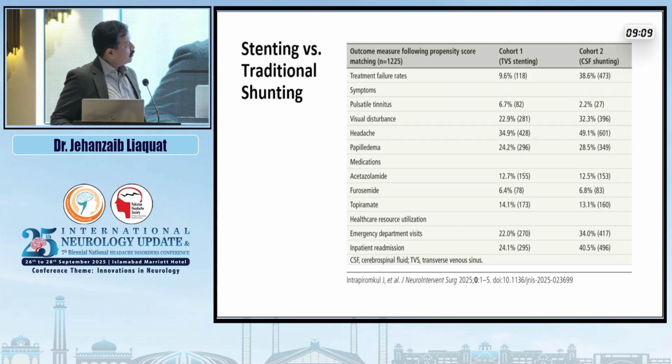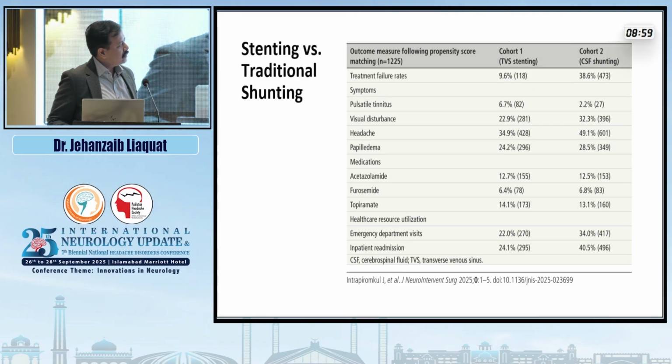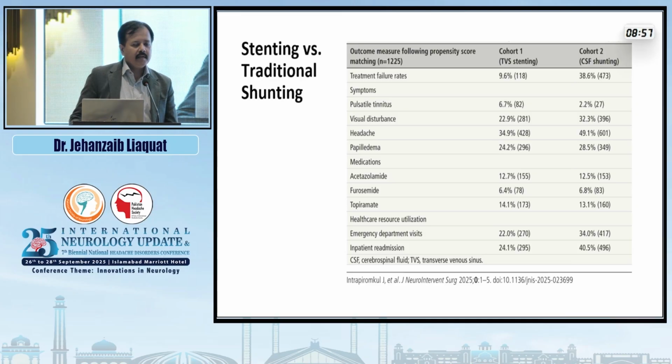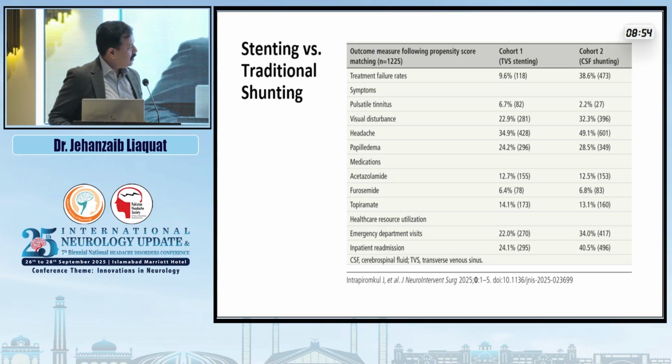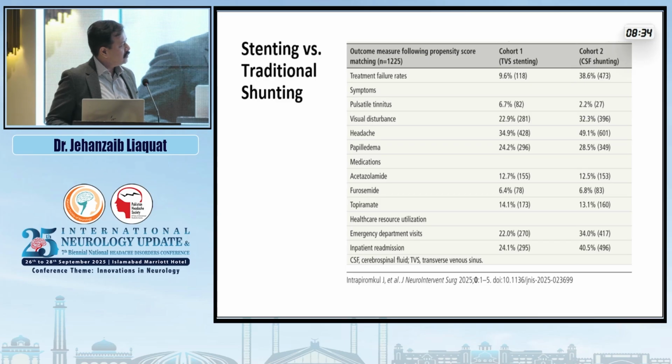So, what were the outcomes? The treatment failure rate for CSF shunting was 38.6%, and in stenting, 9.6% had treatment failure. So, if you compare, the emergency department visits and inpatient admissions were 35 to 40% in CSF shunting as compared to 22 to 24% in stenting patients. The medication use was more or less the same. And as far as the effectiveness on the symptoms is concerned, they were also the same.